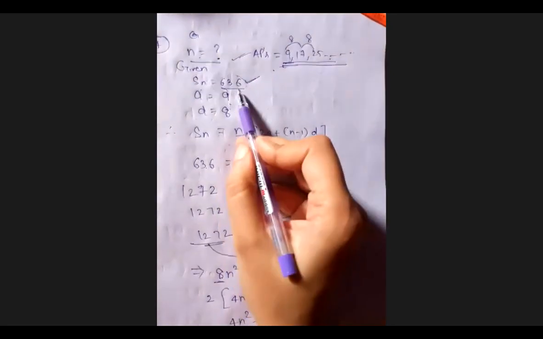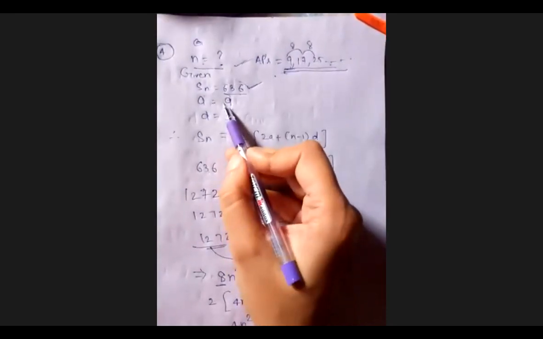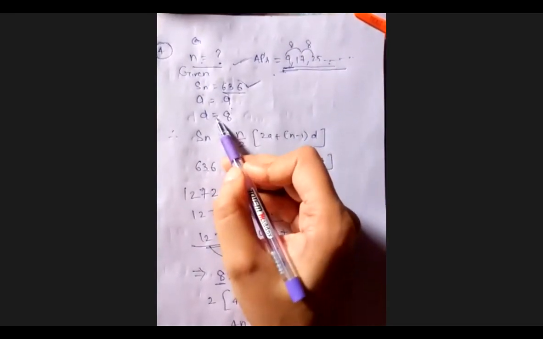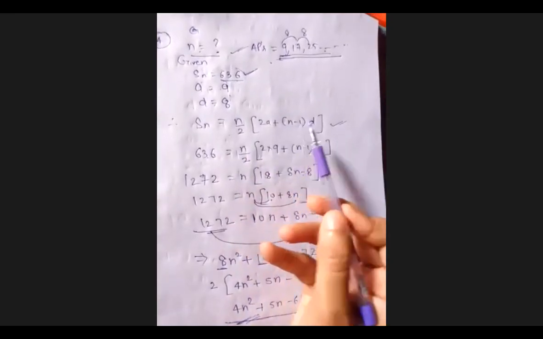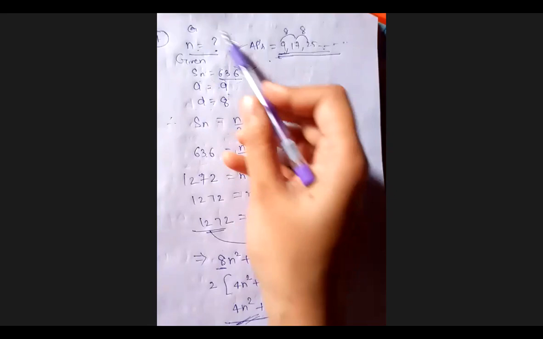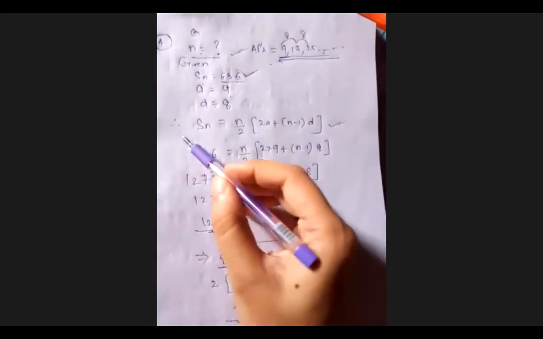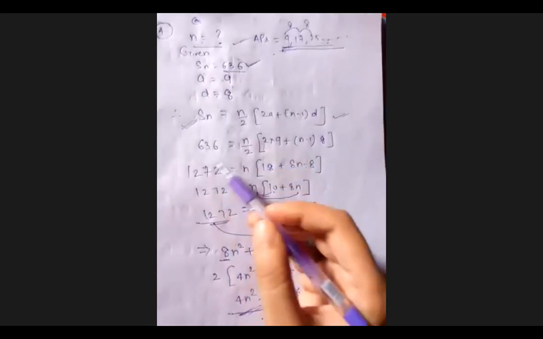So your Sn is given here. We have the value of this a, which is 9. Your d is 8. And the question is asking how many terms are possible when the sum is 636 of this AP, 9, 17, 25, and so on. Only one unknown variable is not given, that is n. So if the value of n is not given and all the other values are given, we can find it with the help of the formula of sum.